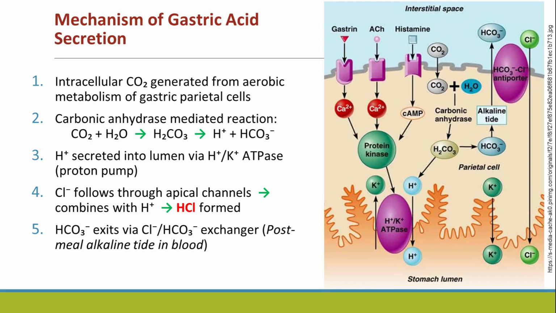To maintain electroneutrality, chloride ions simultaneously move through apical chloride channels into the lumen, where they combine with secreted hydrogen ions to form hydrochloric acid, HCl. Meanwhile, the generated bicarbonate exits the cell across the basolateral membrane in exchange for chloride via the Cl-/HCO3- exchanger, entering the bloodstream and producing the transient postprandial alkaline tide, after which this bicarbonate is later secreted into the intestine in pancreatic juice to neutralize gastric acid, thereby completing the physiological cycle of acid-base balance.